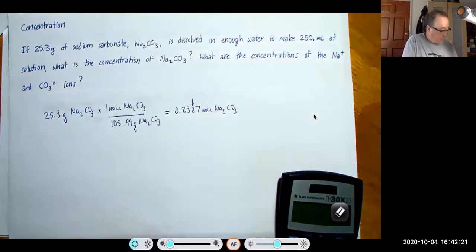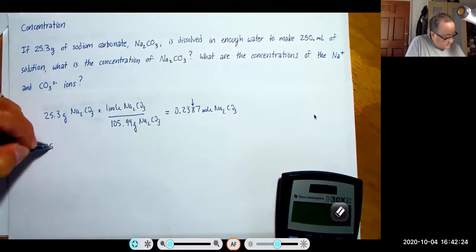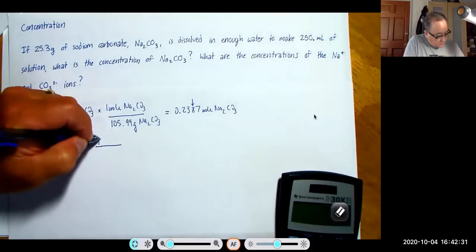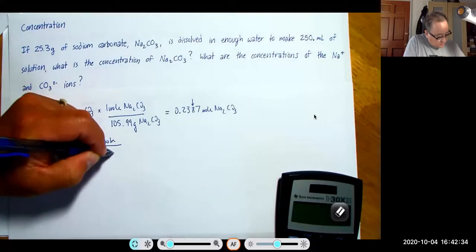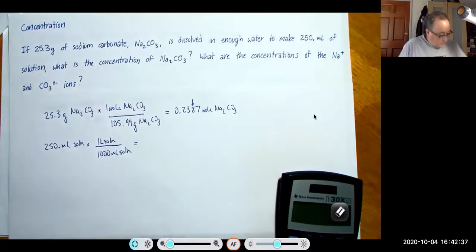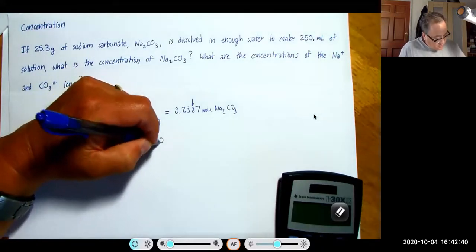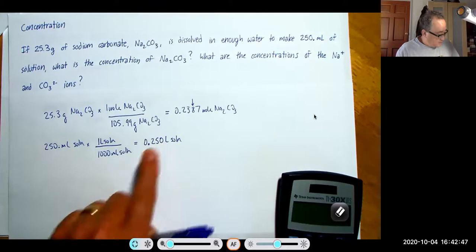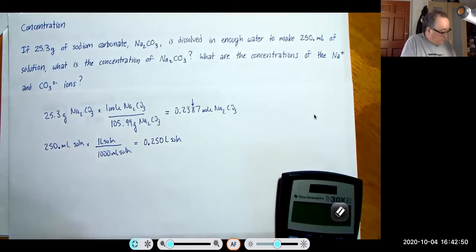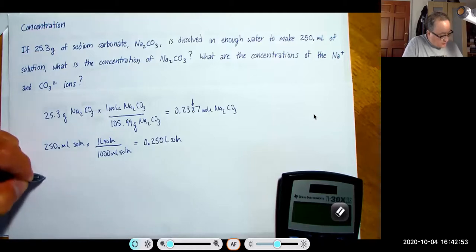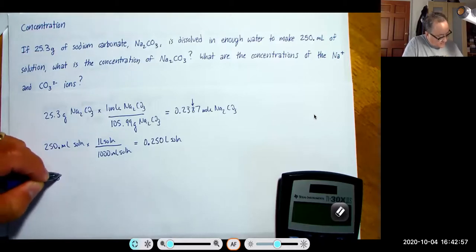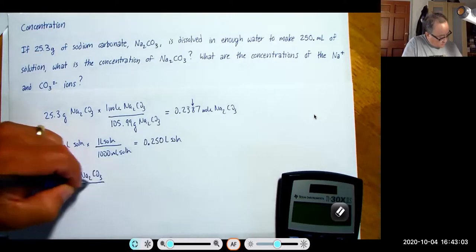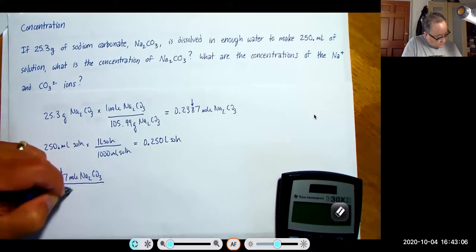in our solution. Now, for the volume, we have 250 milliliters of solution. So we're going to multiply by 1 liter of solution per 1,000 milliliters of solution. And you get 0.250 liters of solution. We want to keep that 0 here because it is significant because of this decimal. Okay? So we put it all together and we get the concentration is 0.2387 moles of sodium carbonate per 0.250 liters of solution.